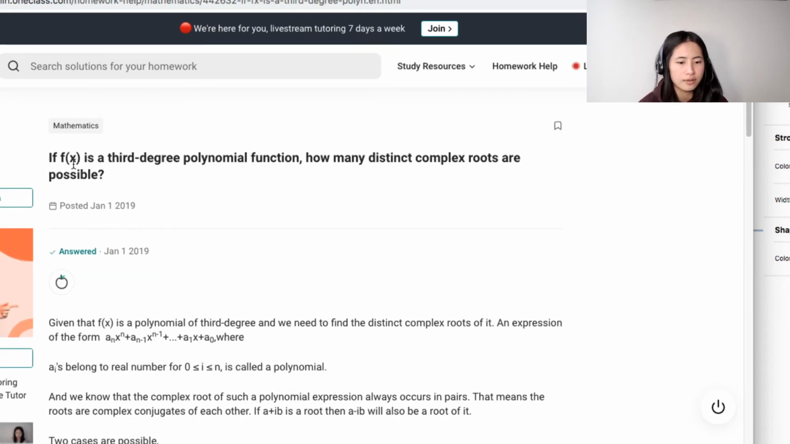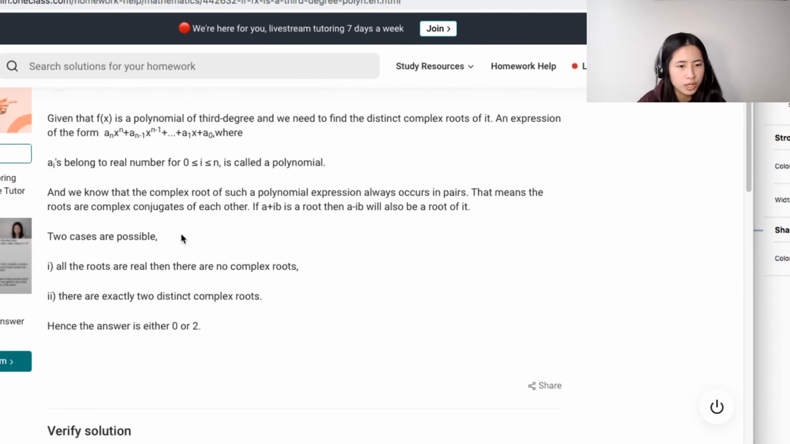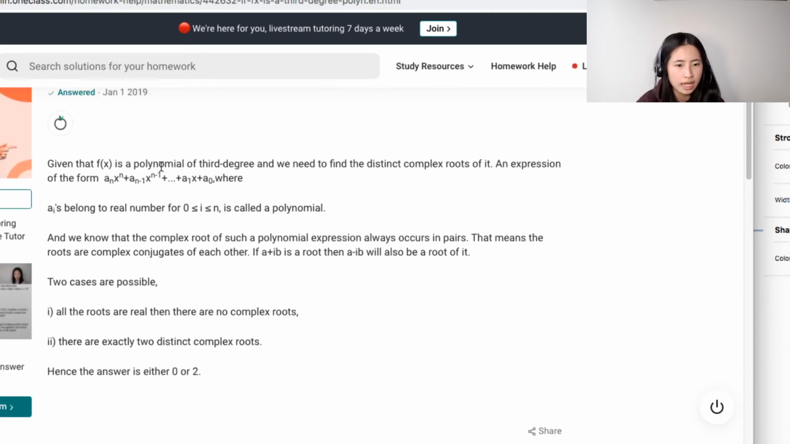Okay, so it says if f of x is a third degree polynomial function, how many distinct complex roots are possible? Let's read what they're trying to say. Given that f of x is a polynomial of third degree and we need to find the distinct complex roots of it, an expression of the form a_n x^n plus a_(n-1) x^(n-1) plus ... plus a_1 x plus a_0, where the a_i's belong to the real numbers for i between 0 and n, is called a polynomial. So this is right.